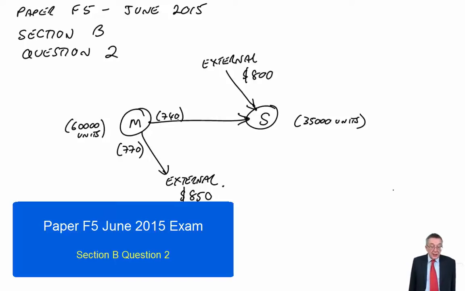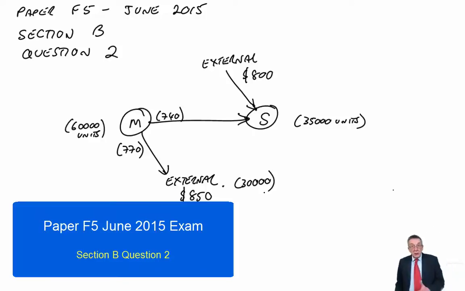And finally, the maximum external demand for the motors is 30,000 a year. So in total, you see, they could be selling 65,000. But they've limited capacity. They can only make 60,000. And the question is, will they sell 35,000 to the other division as they do currently and the rest externally? Or might it be better selling 30,000 externally and only the remainder to S, and S would have to buy the others externally?